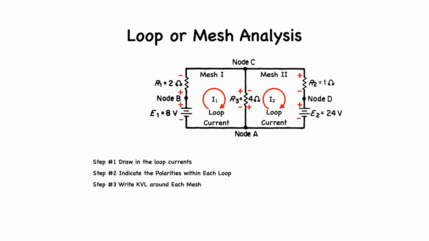In step number 3, we write Kirchhoff's voltage law around each mesh following the same direction as the loop current. For the I1 loop, we get -8 plus 2 times I1 plus 4 times the quantity I1 minus I2, all equal to 0. And for the I2 loop, we get plus 24 plus 4 times the quantity I2 minus I1 plus I2 equals 0.